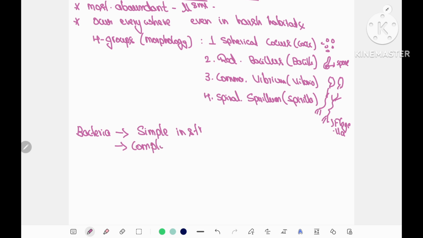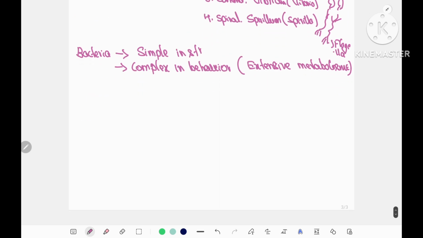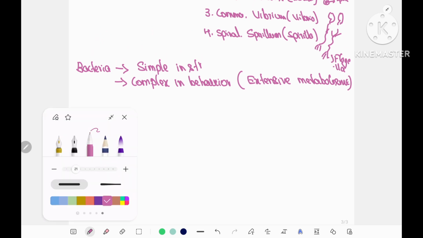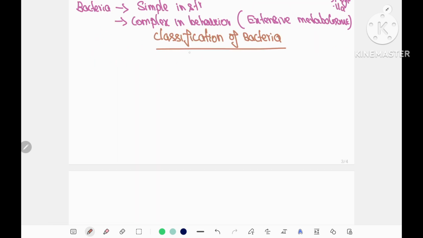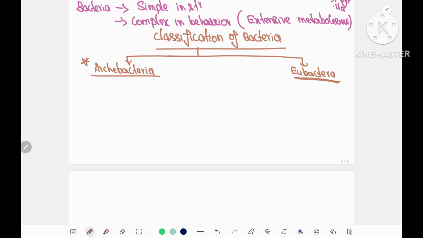Bacteria are very simple in structure, as we learnt earlier. They may have 4 different basic shapes, but they are very complex in their behavior because of extensive metabolism taking place in their body. Remember, this could be asked as an assertion and reason type of question. So here the assertion will be bacteria are simple in structure, complex in behavior, and the reason would be because of extensive metabolic reactions taking place in them.